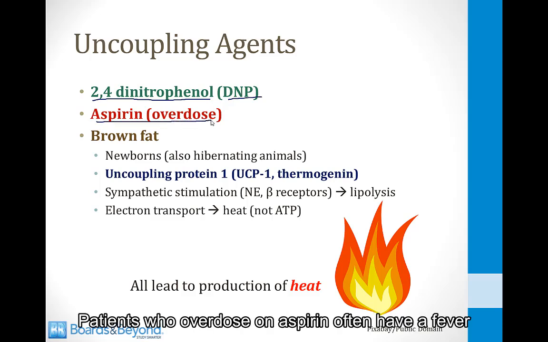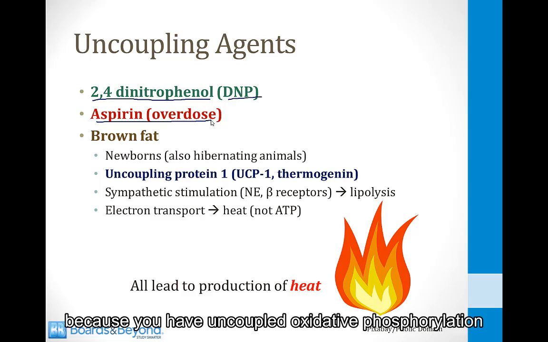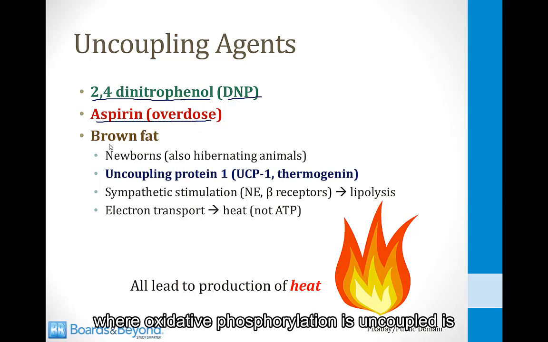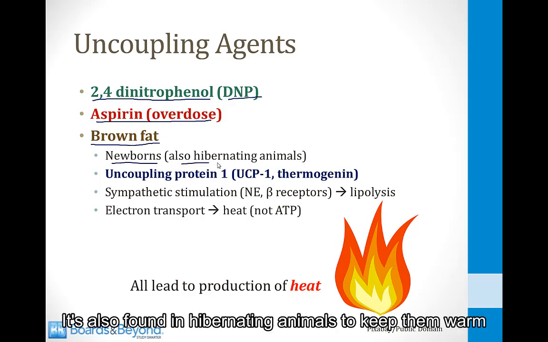Patients who overdose on aspirin often have a fever, and the reason they have a fever is because you have uncoupled oxidative phosphorylation, and all those hydrogen ions that are leaking out are generating heat. Another place where oxidative phosphorylation is uncoupled is in brown fat. This is fat that is found in newborns, but it goes away as the child grows up. It's also found in hibernating animals to keep them warm during the winter.